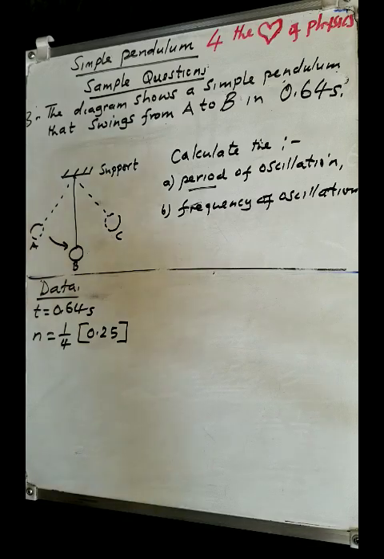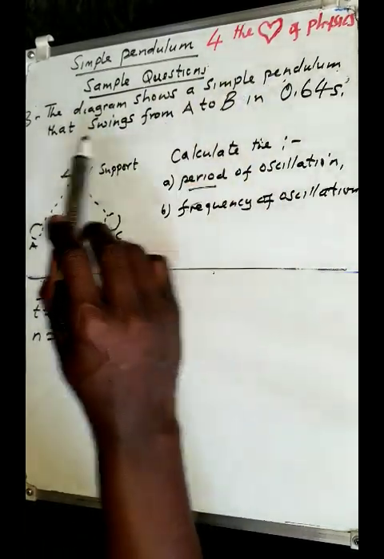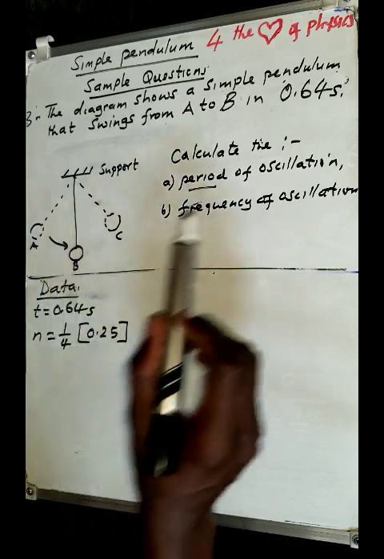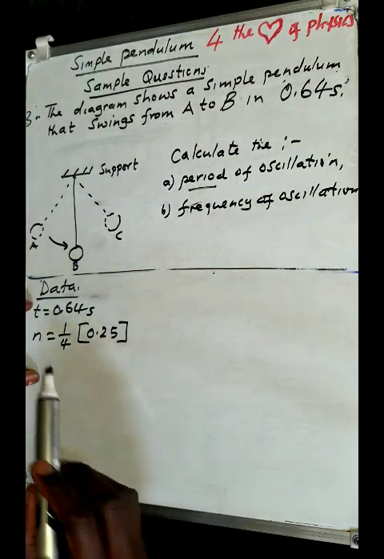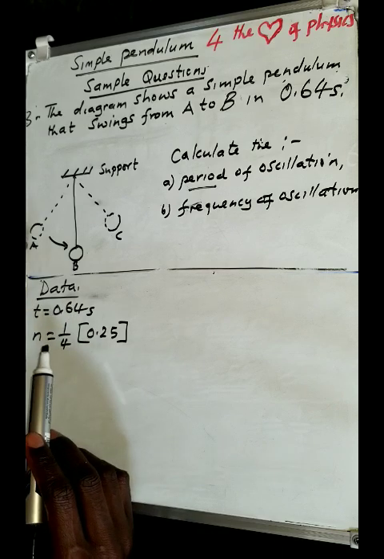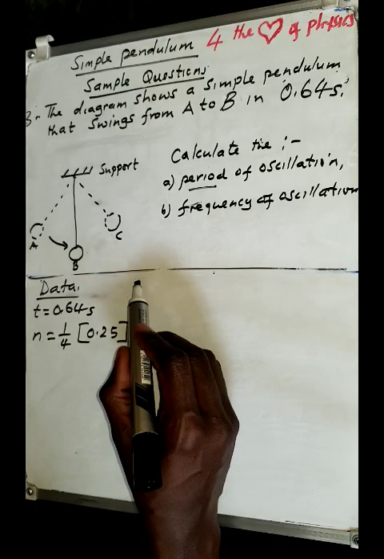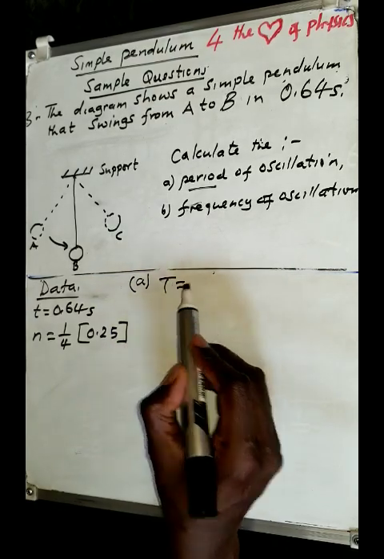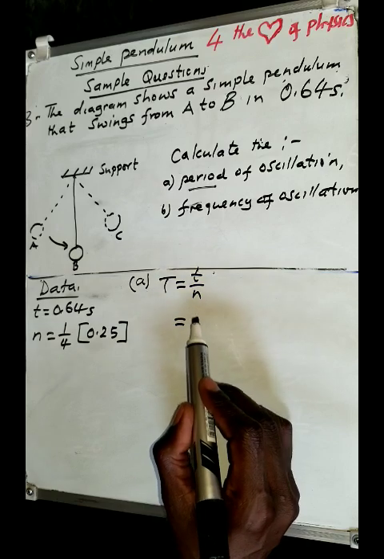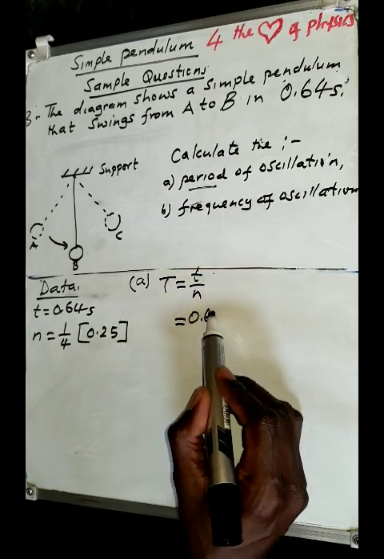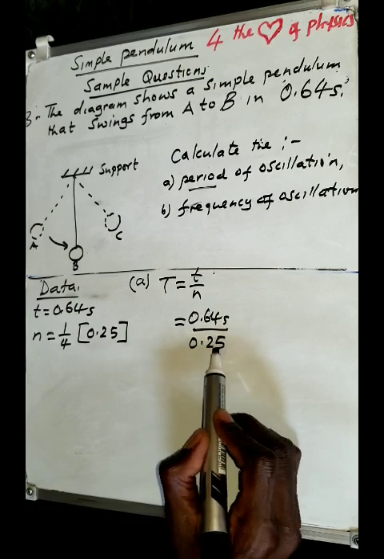So I'm starting from question number 3. The diagram shows a simple pendulum that swings from A to B in 0.64 seconds. This is the data that we obtained: the time 0.64, and the number of oscillations from A to B, that's a quarter oscillation. So we can find the period, because period is equal to time over the number of oscillations. So the time there is 0.64 seconds divided by the number of oscillations, 0.25.